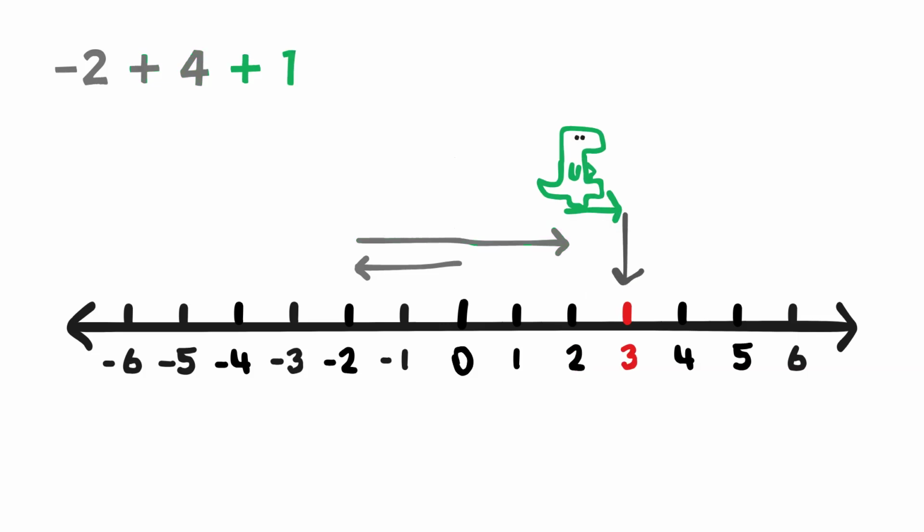And the final step is to move one more to the right because of the plus sign, and we end up at 3. And that's our answer. Great work. Let's try another example.